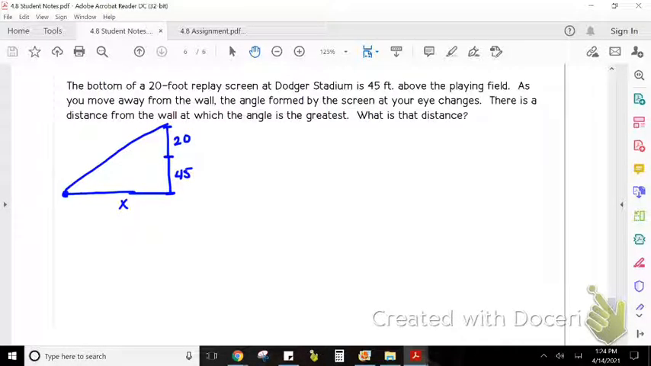Now remember, everything we've done so far has dealt with right triangles. Okay? Now, when I go to look at this screen, the screen is between that middle and that top blue line I just drew, isn't it? So the angle I'm after is that angle right there. I'm going to call it theta.